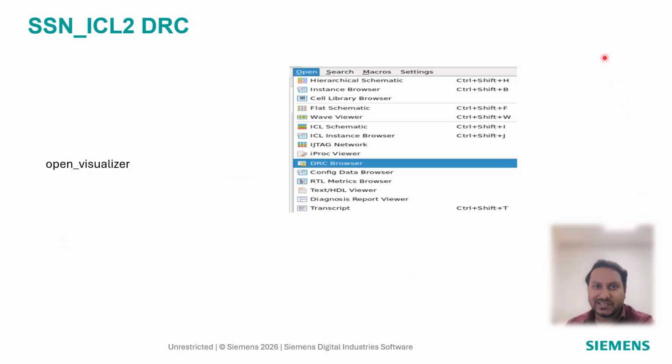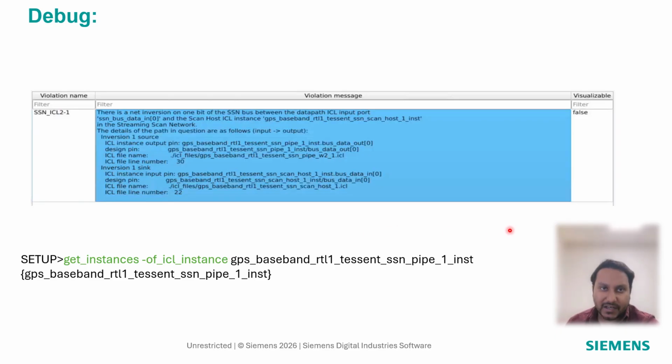In order to debug this DRC, we need a visualizer to get a clear picture of it. Use this command, open visualizer, in your Tessent Shell to open this DRC in GUI mode. This then opens the DRC browser as shown in the figure. It will open the SSN_EQ DRC message, but we cannot visualize this DRC, so we need the EQ instance of the GPS baseband scan host. We can get the EQ instance of this scan host using the highlighted command.